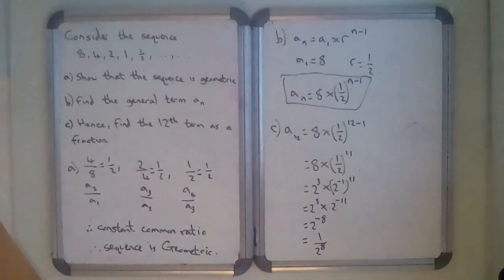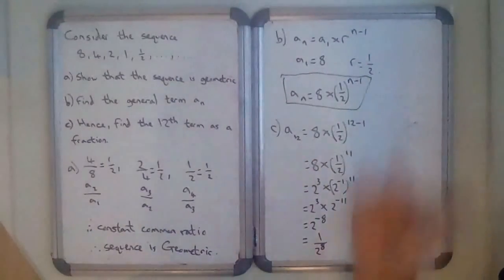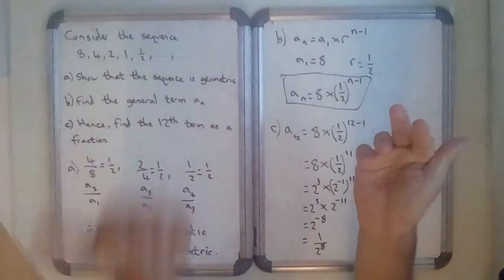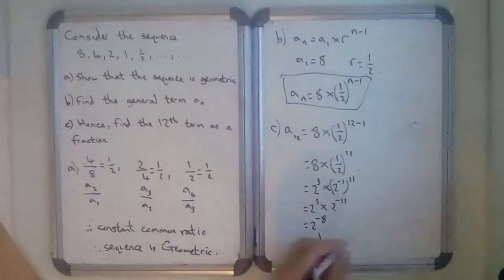2 to the power 8 is, well, 2, 4, 8, 16, 32, 64, 128, 256. So it's 1 over 256.